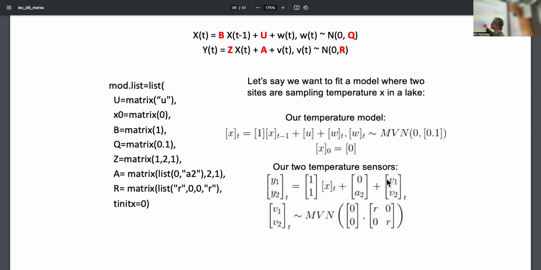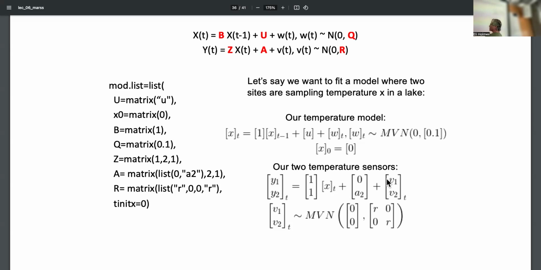So you walk through and you make this list, you give it names. This is what U is, this is what B is, this is what Q is. In this case, I fixed Q to be a 0.1, so it's a fixed value. I can do that. I don't have to estimate it. What about these cases? My Z is a 2-row, 1-column matrix with 1s in it. So I have 1s, 2 rows, and 1 column.